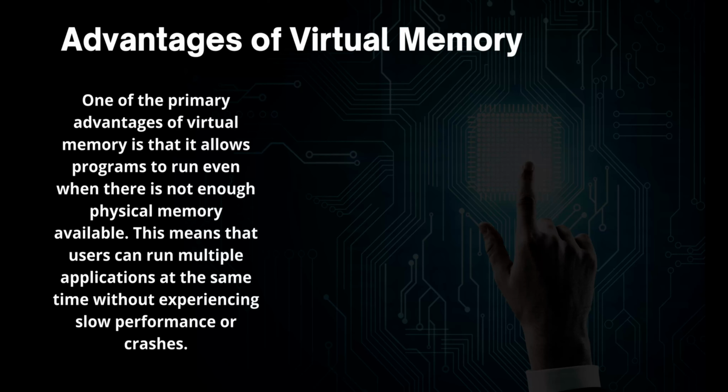Increased system performance. Virtual memory allows a computer to access more memory than is physically installed, which means that the system can run more applications and processes simultaneously without running out of memory. Cost effective. Virtual memory allows computers to operate with less physical memory, which reduces the cost of memory hardware. Improved multitasking. Virtual memory enables the computer to run multiple programs and processes simultaneously without running out of memory. Better use of available resources.